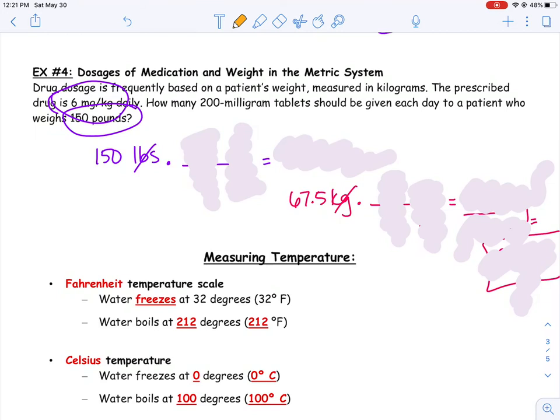It says here the prescribed drug is 6 milligrams per kilogram daily. You're given 6 milligrams of drug for every kilogram that you weigh daily. How many 200 milligram tablets should be given each day to a patient who weighs 150 pounds? So because we weigh ourselves in pounds, that's the first unit that we're given. So we're 150 pounds, but the problem is the drug isn't given per pound, it's given per kilogram. So that's what I'm going to do first. I'm going to get out of pounds and into kilograms first.